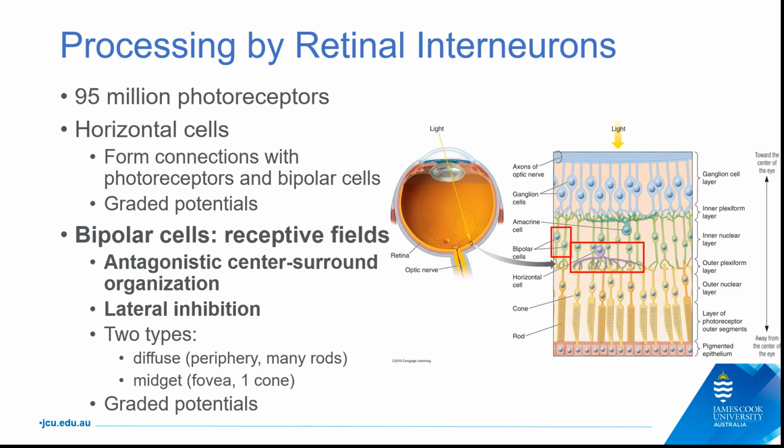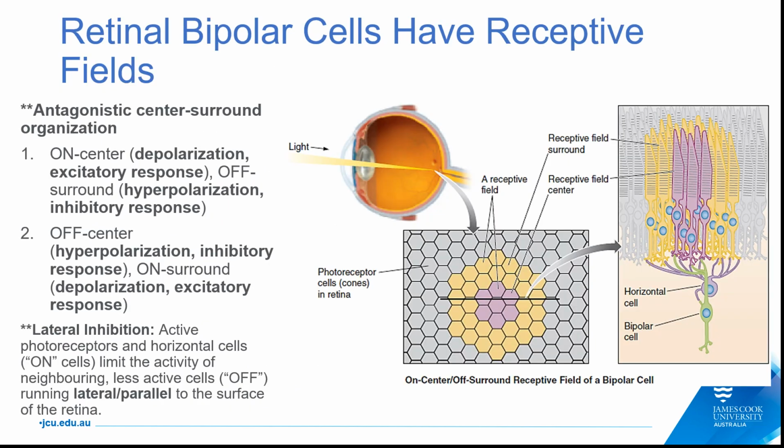And again, they have graded potentials. On this slide, I want everybody to remember this very, very well. That's why I put a double asterisk there. Double asterisk means it's highly important. First of all, we have this on-center, off-surround organization for one kind of bipolar cell. But we also have the less common off-center, on-surround organization. Let's just talk about the on-center first.